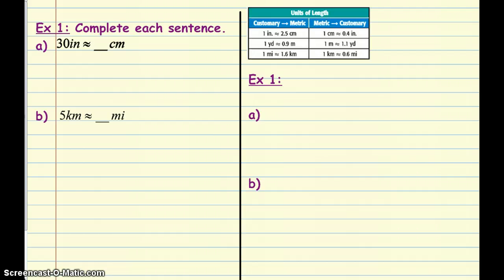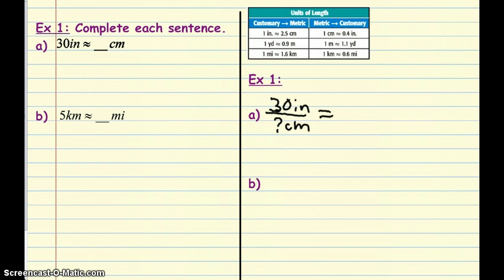In each of these from example 1, we're going to complete each sentence. We have to change 30 inches into centimeters. I'm going to suggest that we set up a proportion where we have inches on the top. So we have 30 inches, and we want to figure out how many centimeters this is. My 30 doesn't really look like a 30, so I'm going to rewrite that.